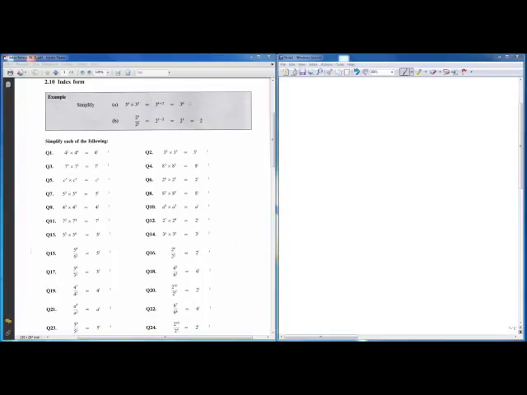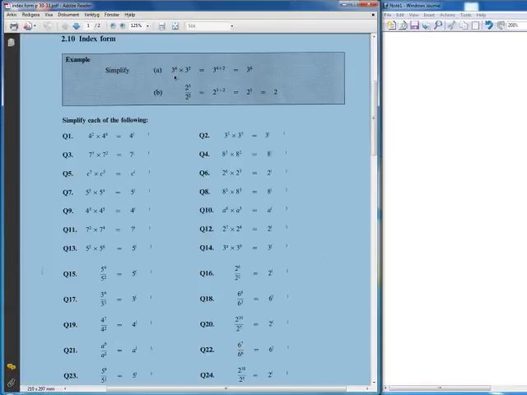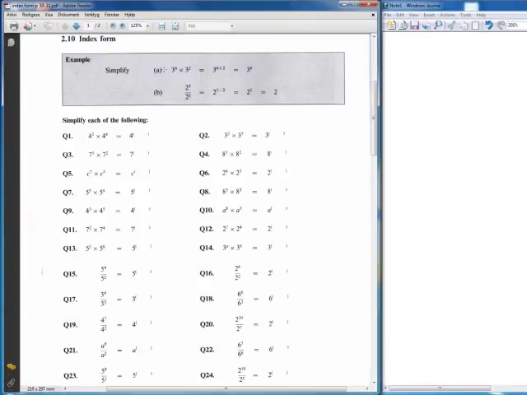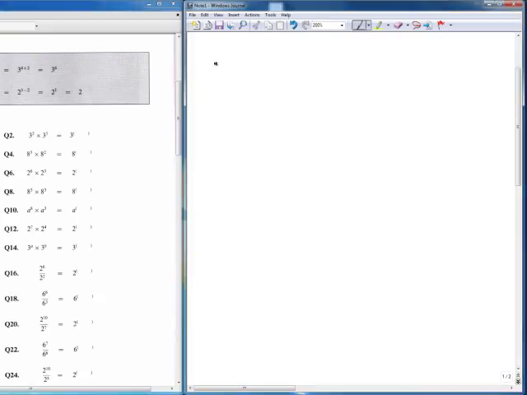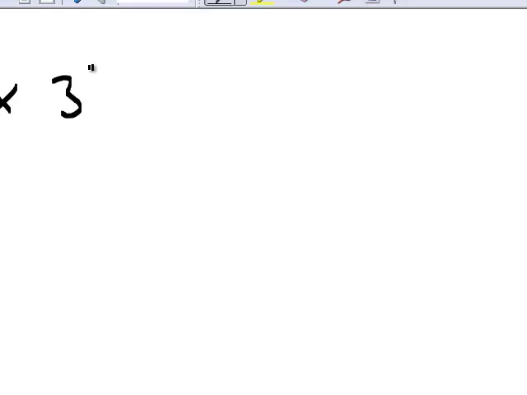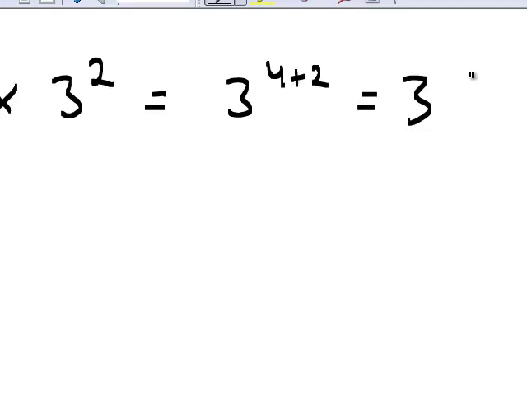So this is a review of what we did before, just writing this in index form and simplifying it. So if we have 3 index 4 times 3 index 2, we can write it as 3, and we add these numbers, 4 plus 2, is 3 index 6.